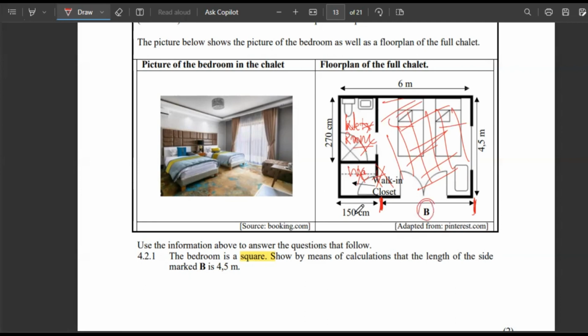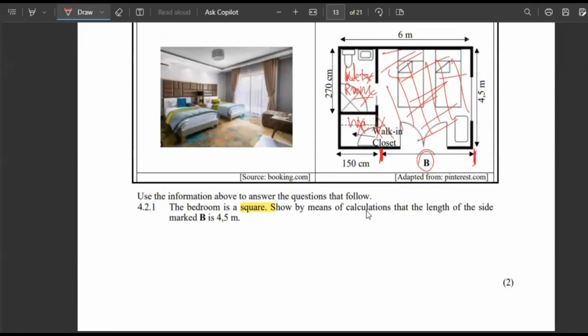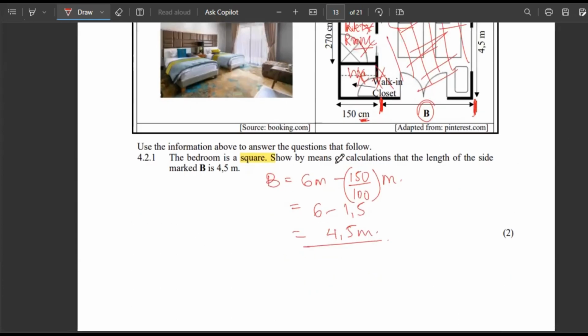So what you're going to do, you will say the upper part from here up to there should equal to this and that. But when you take note, they are saying the entire length from here up to there is 6. So simply, our B will equal 6 meters minus 150 divided by 100. Why am I dividing by 100? I need it to become meters. Remember here, these are centimeters. We want them to become meters, so it will be 6 minus 1.5, and indeed the answer becomes 4.5. That's how we're supposed to do it.